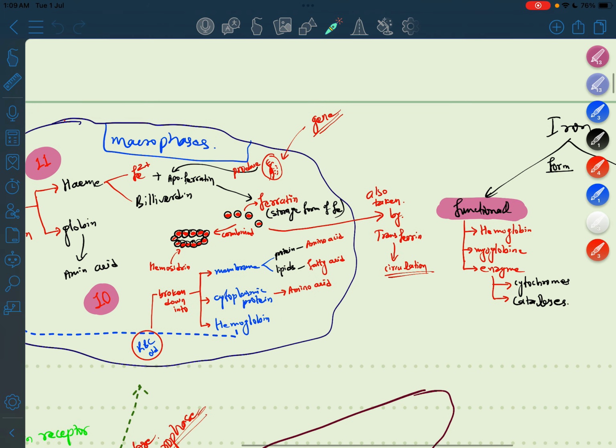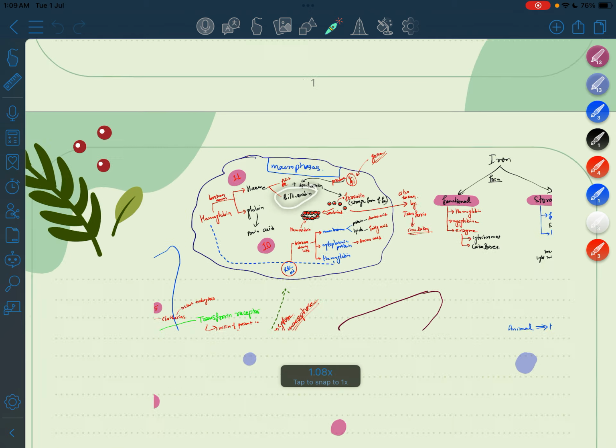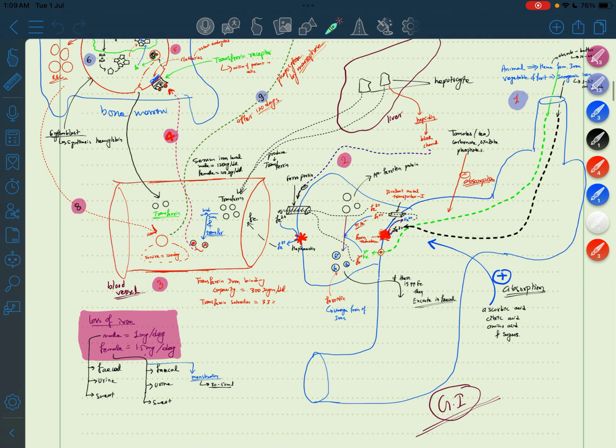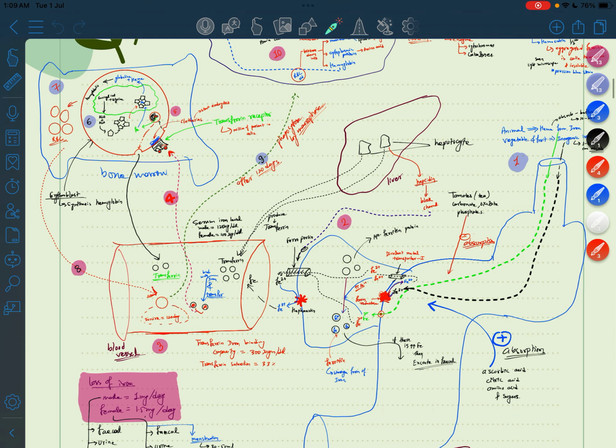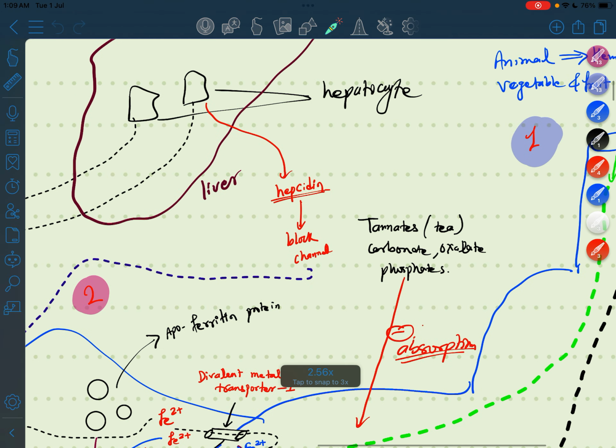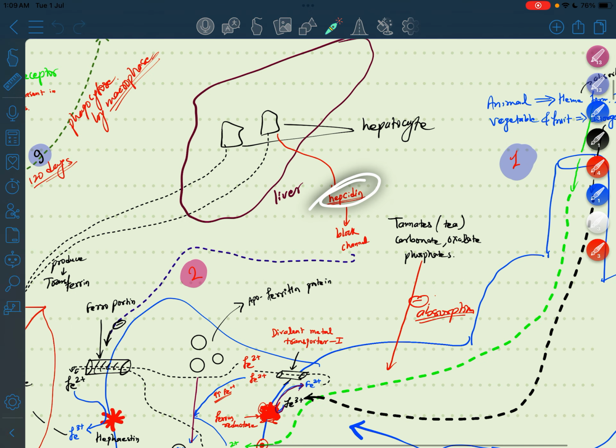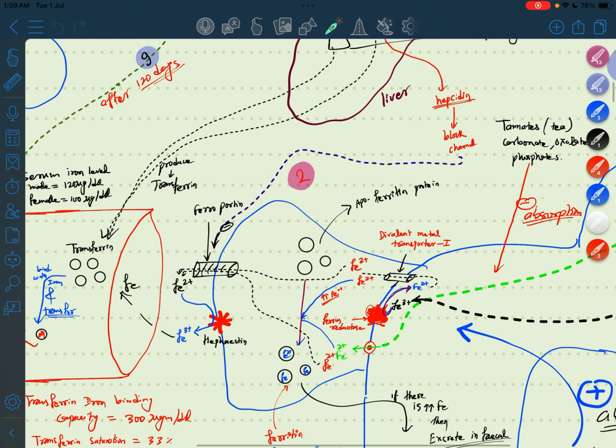I am not going to explain this in detail, just a brief overview. This is how iron is synthesized, stored, and metabolized in our circulation, in our body, and how the liver also functions by secreting hepcidin. Hepatocytes secrete hepcidin. Hepcidin blocks the channel known as the ferroportin channel. It is blocked by the hepcidin.